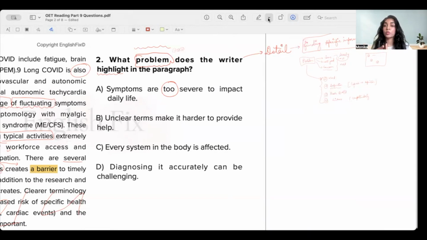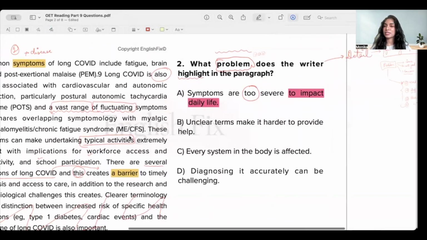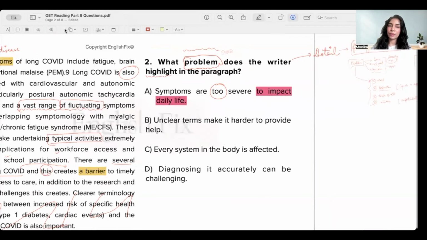But no, go with the entire meaning. What do I know from the meaning? I know from the meaning that this part about they are too severe to impact daily life, it means that they're so severe that they do not impact daily life, which doesn't make sense because severe symptoms are clearly impacting daily life. So that little thing is wrong. Eliminate. Don't look at what is right, look at what could be wrong.